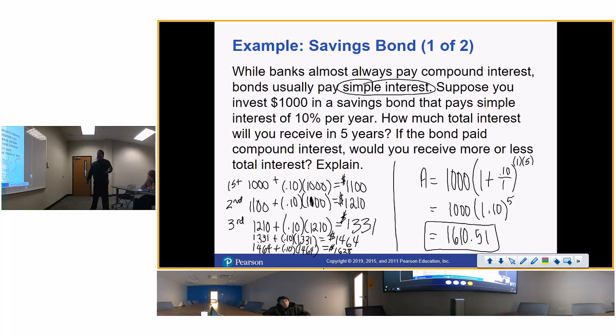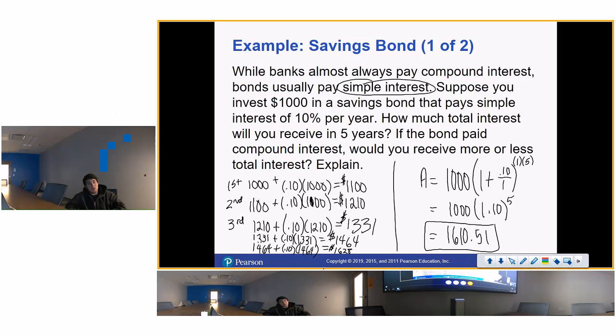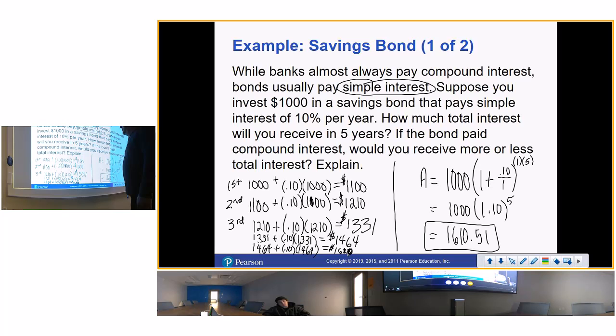We already decided what's better, simple interest or compound? I got 1610. What'd you get? 1610. Okay, 0.4. That's fine. 1610. So what's better? It's about equal.